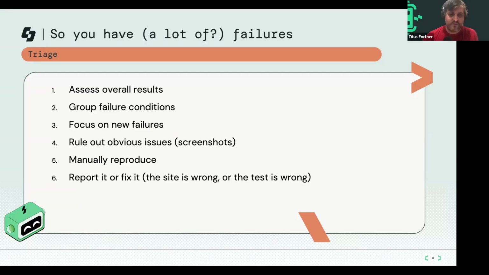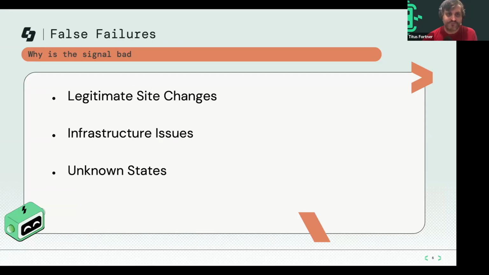Now, we all kind of understand the report it. The fix it is where things get fun. There are 10 ways that your tests can fail incorrectly. I've grouped them into 3 categories: legitimate site changes, infrastructure issues, and unknown state. So this is the test is failing even though the site is working properly.